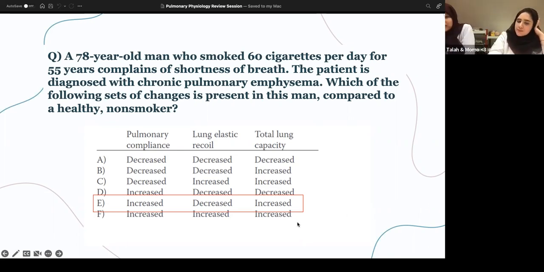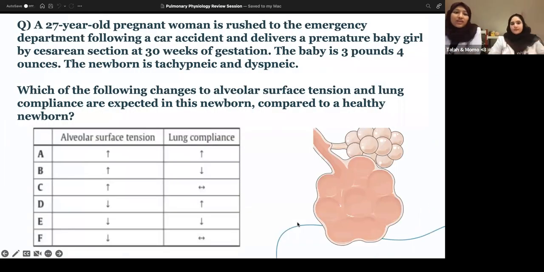Okay. A 27-year-old pregnant woman is rushed to the emergency department following a car accident and delivers a premature baby girl by cesarean section at 30 weeks of gestation. The baby is 3 pounds 4 ounces, and the newborn is tachypneic and dyspneic. Which of the following changes to alveolar surface tension and lung compliance are expected in the newborn compared to a healthy newborn?